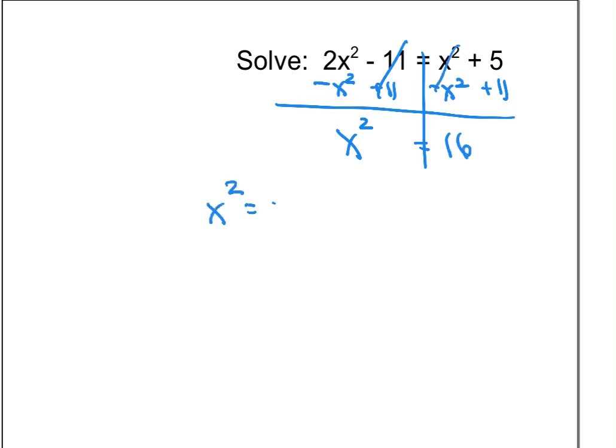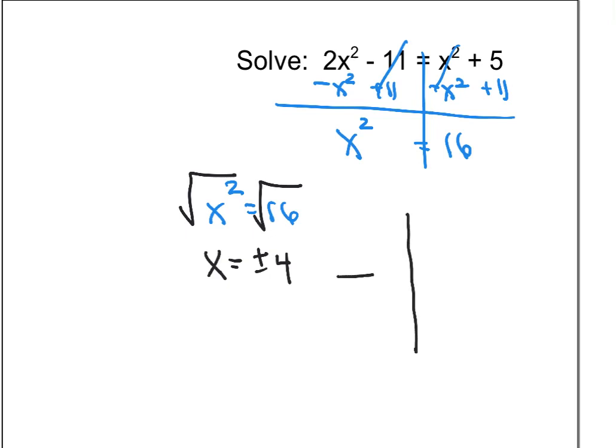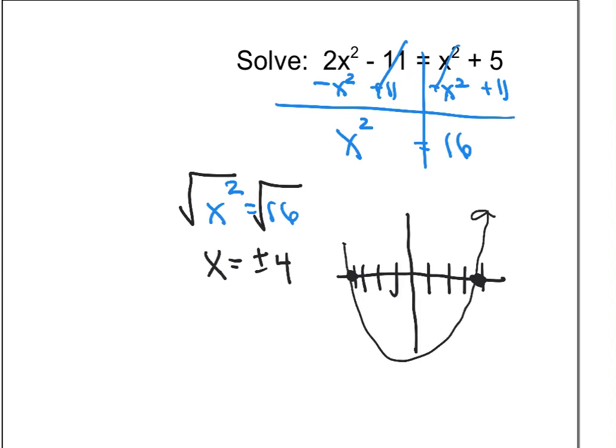Now that 16 is a perfect square that's shouting out at me that now I can take the square root of both sides. Square root of 16 is plus or minus 4. So this parabola has two roots or zeros at plus or minus 4. The a value is positive, so I know it's going to be facing up.